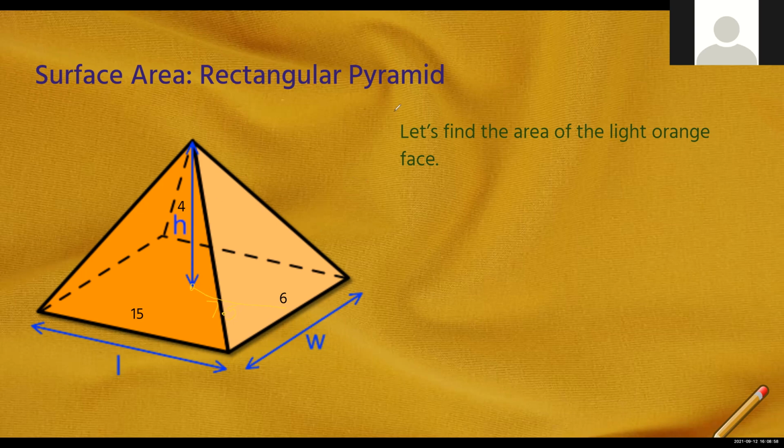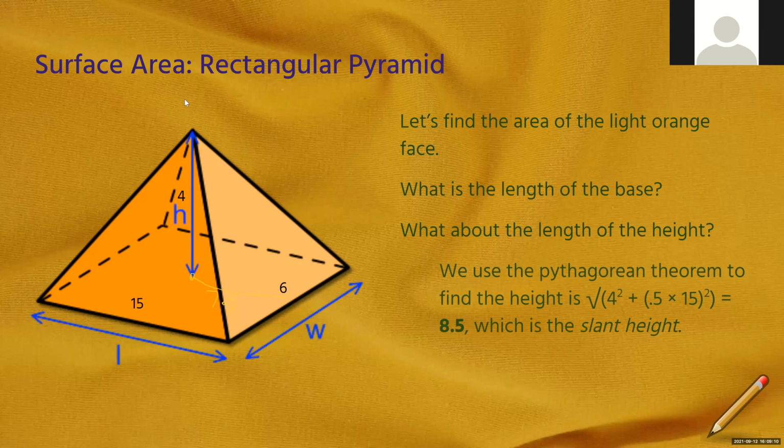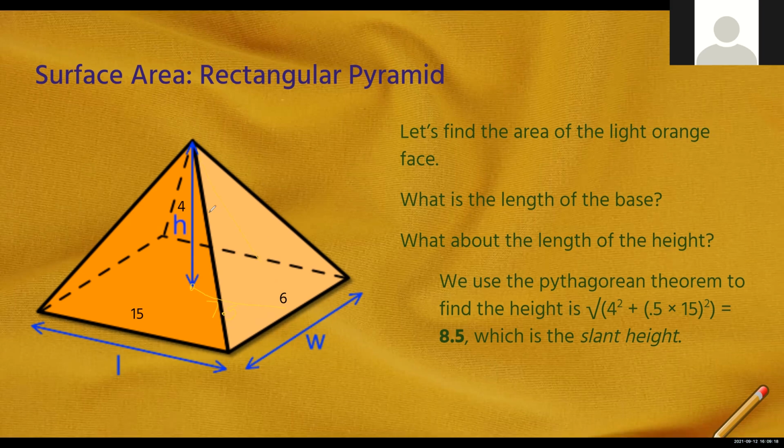So we're going to get 8.5 for the height of this, for this slant height. So we do 8.5 times 6. We have this height as 8.5 because we have done 4 squared plus 7.5 squared and found that it's equal to 8.5 squared.